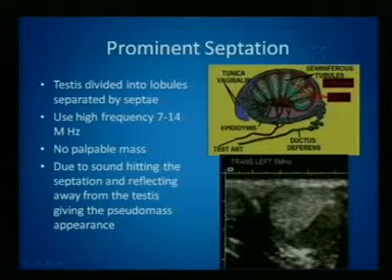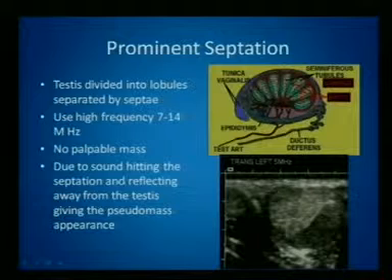Prominent septation: as we know, the testicle is divided into lobules separated by septi, and these septi sometimes give us a false impression if we use a high frequency ultrasound probe. For example, we should use the high frequency probe, but if we use a 5 megahertz probe, we have what looks like a hypoechoic mass in that area compared to the normal testis.